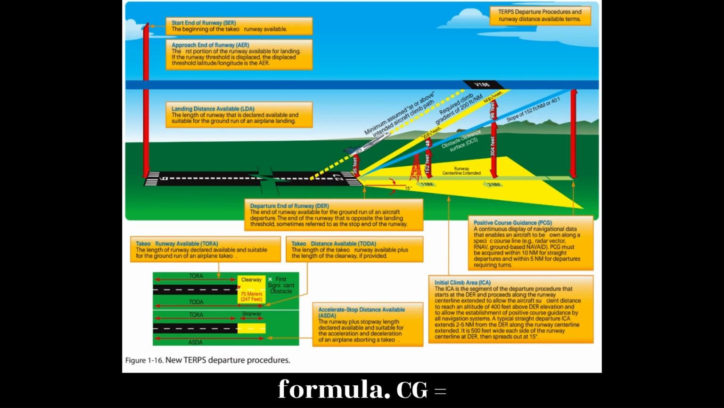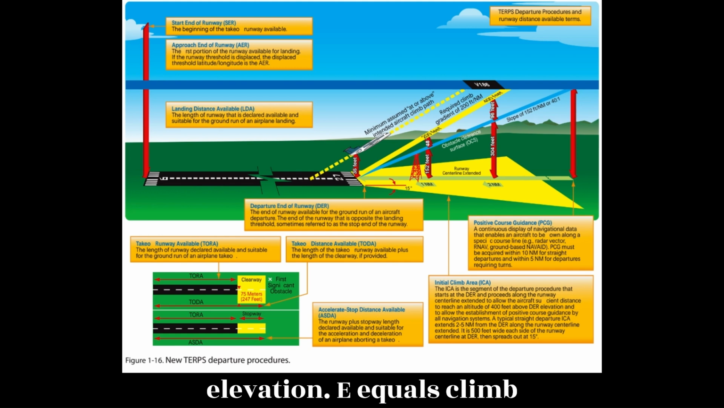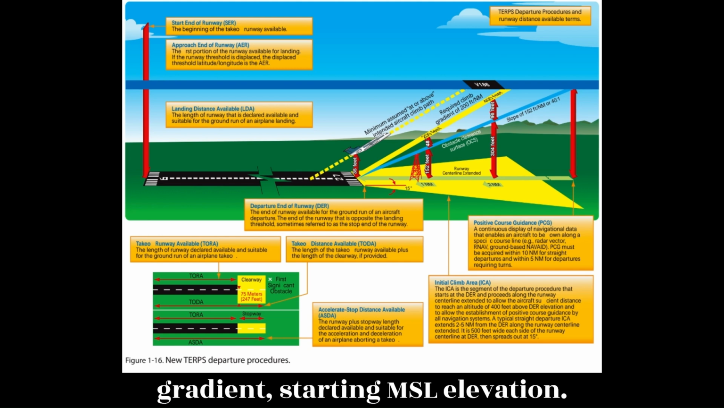Standard formula: CG equals (O minus E) divided by 0.76D. DOD option (asterisk): CG equals 48D plus (O minus E) divided by D. O equals obstacle mean sea level, MSL, elevation. E equals climb gradient starting MSL elevation. D equals distance, NM, from DER to the obstacle.